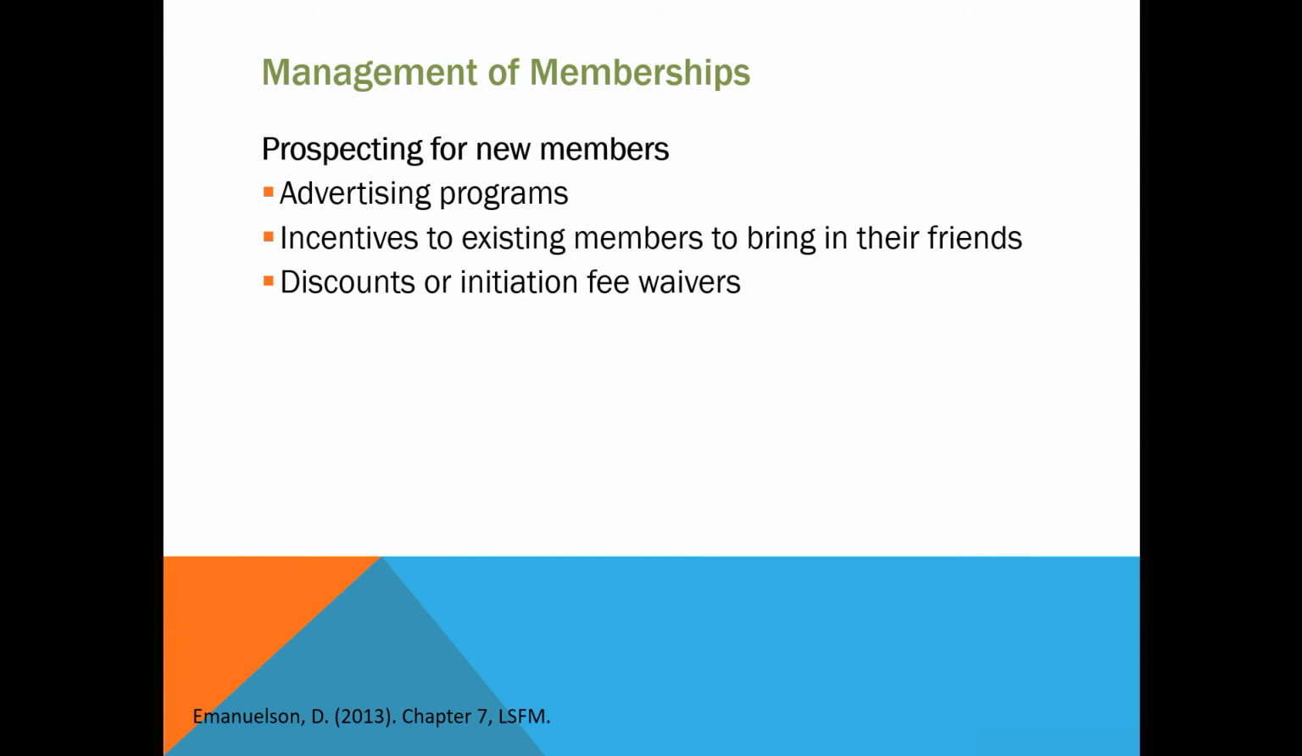And part of the membership model, though, is you also have to look for new members. So that's advertising the programs, incentives to existing members to bring their friends, discounts or initiation fee waivers, that sort of thing.